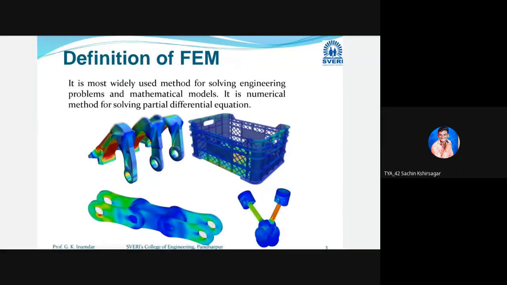Now, basically FEM is nothing but the finite element method. Finite is nothing but the smallest part. By using different smallest parts, you can analyze the overall component.